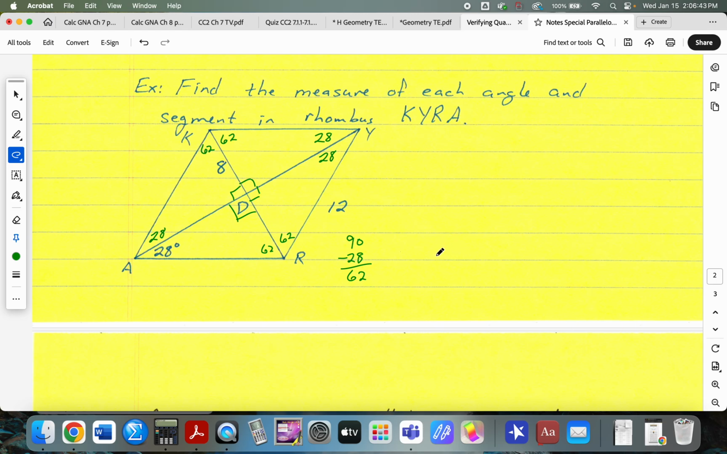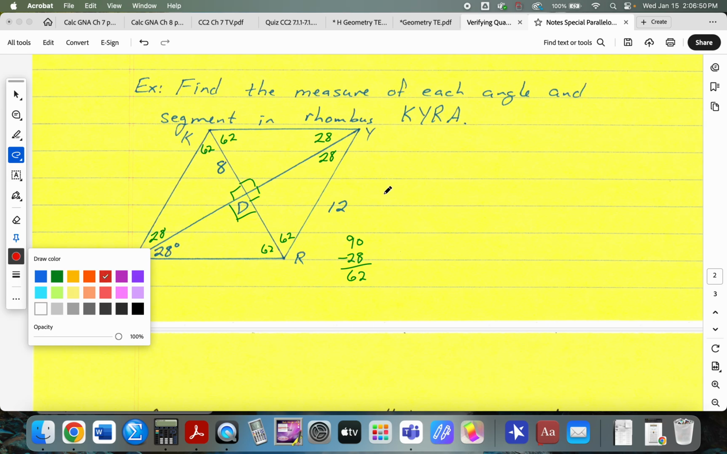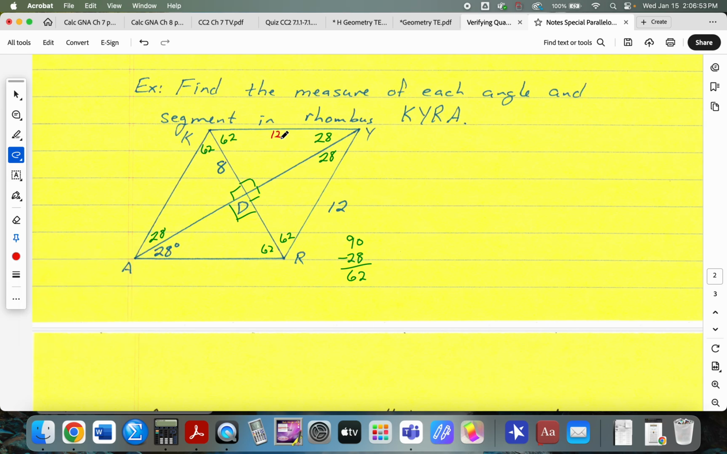So now we have all the angles. For the segments, it's a rhombus, so we know all the sides are the same length. So if one side is 12, all the sides are 12. Chris? And if KD is 8, then DR is 8. The diagonals in any parallelogram cut each other in half.